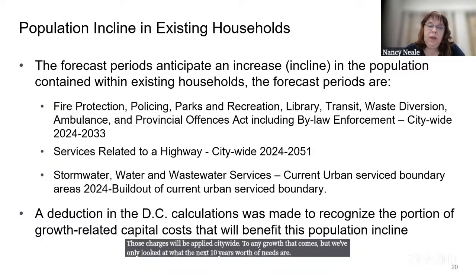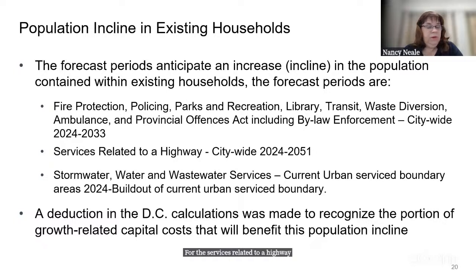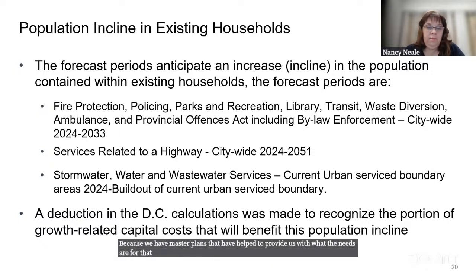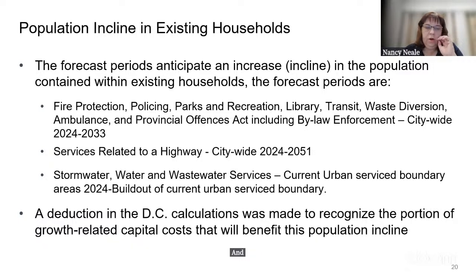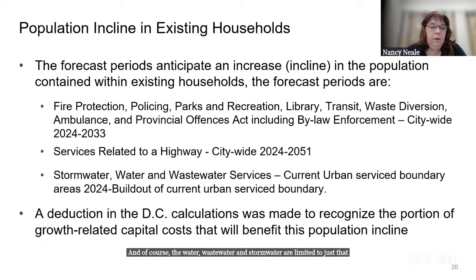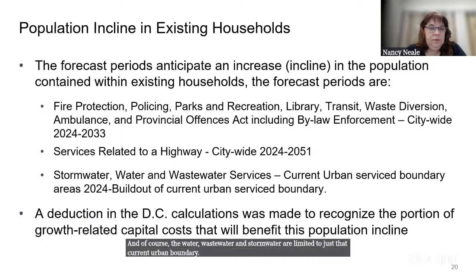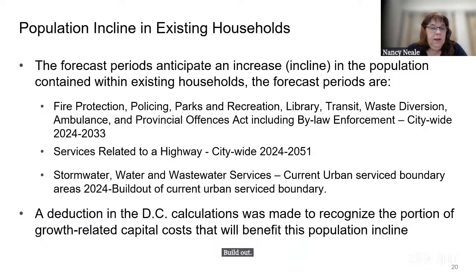For the services related to a highway, we've gone right out to 2051 because we have master plans that have helped to provide us with what the needs are for that longer period of time. And of course, the water, wastewater, and stormwater are limited to just that current urban boundary build out. Next slide.